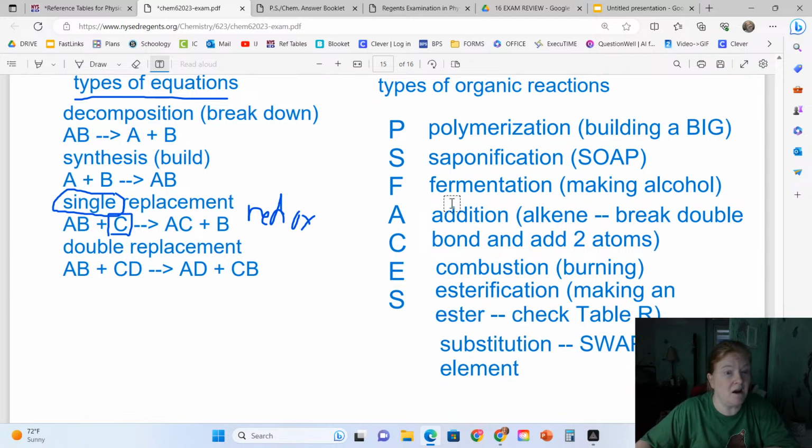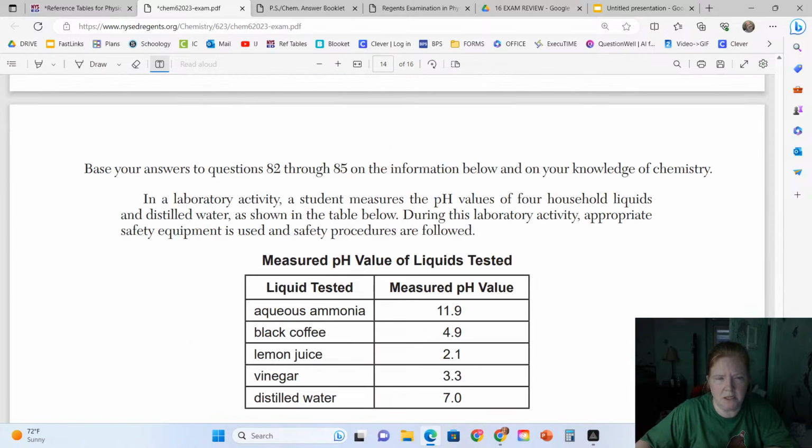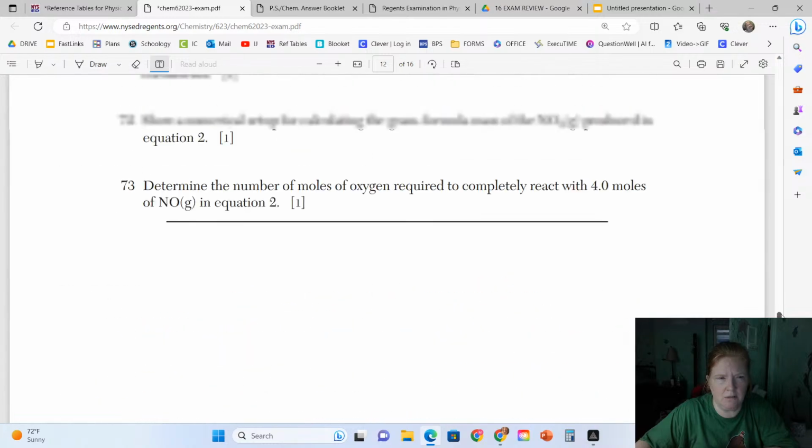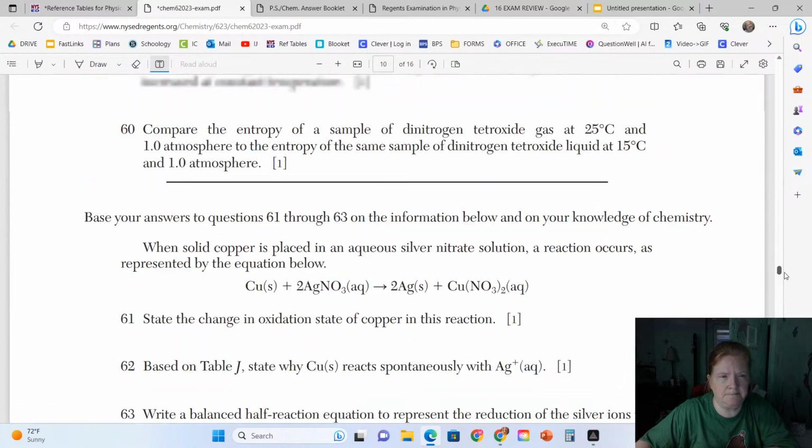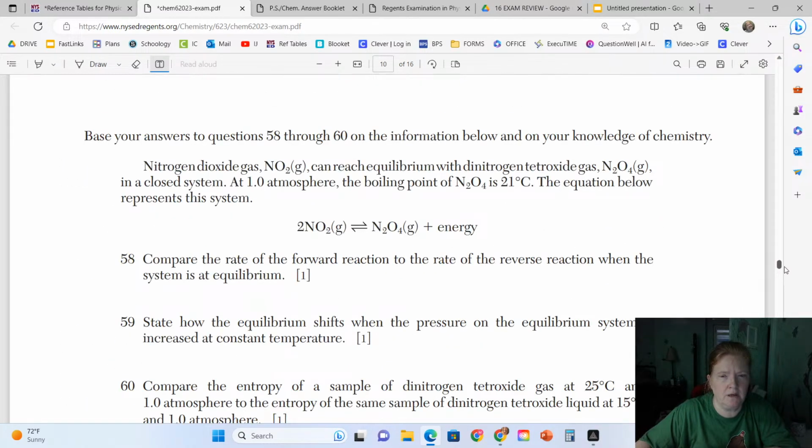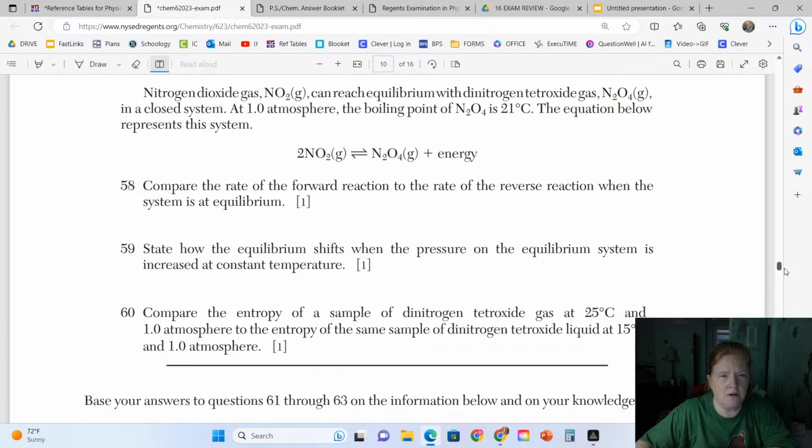Okay. So there are the types of reactions. I hope that helps. All right. So I'm going to go back to 58. And then I'm going to do the balancing equation question. Okay, so 58. Okay, so I have this question set about this reaction at equilibrium right here. Okay, it says it can reach equilibrium.